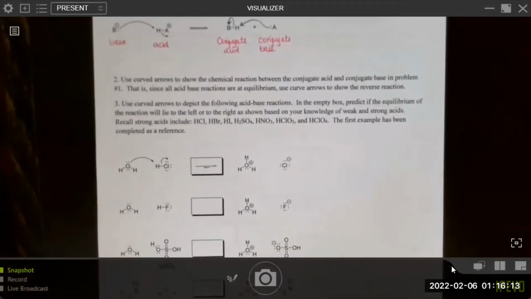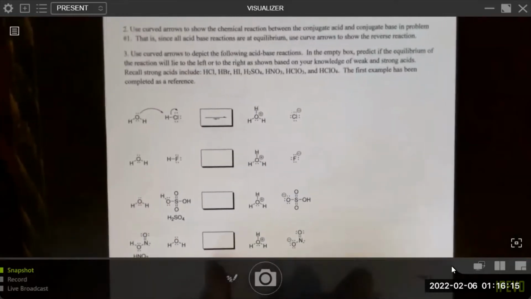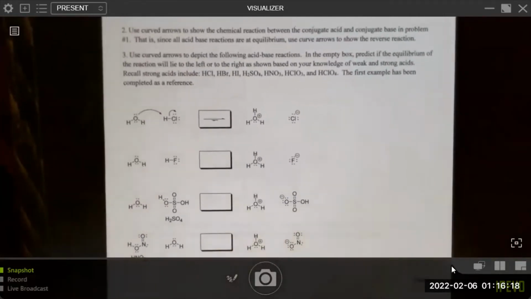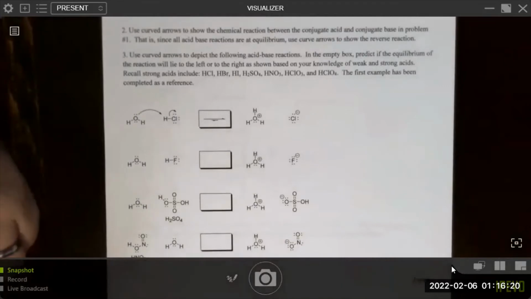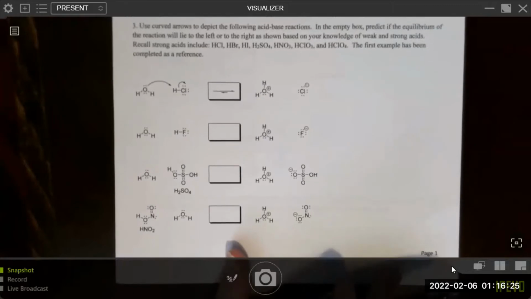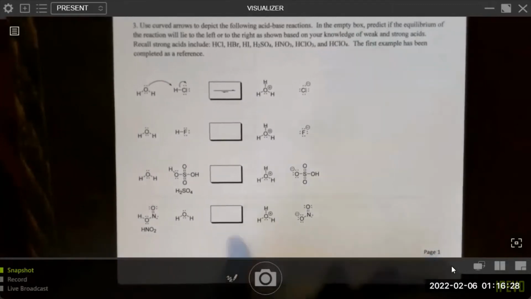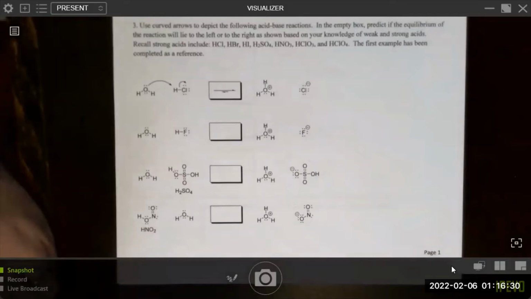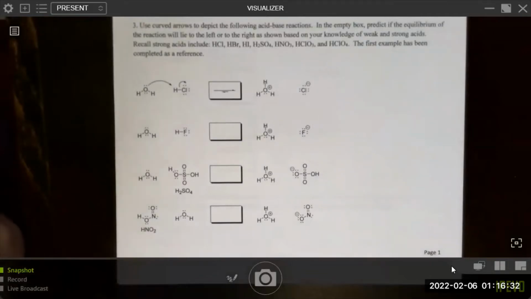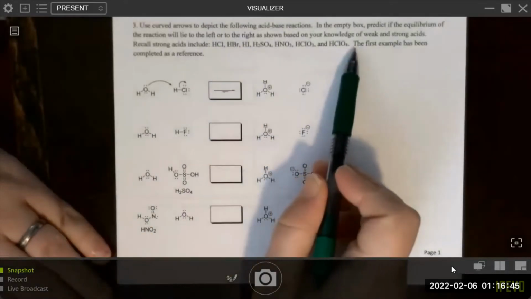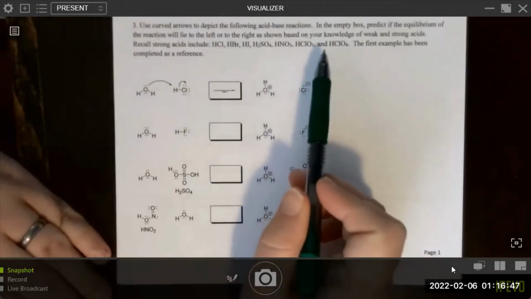All right, let's move on. We just did question number 2. Question number 3. Use curved arrows to depict the following acid-base reactions. In the empty box, predict if the equilibrium of the reaction will lie to the left or to the right, as shown, based on your knowledge of weak and strong acids. Recall that these acids are strong acids, but you can then apply that if it's not one of these, it's a weak acid.